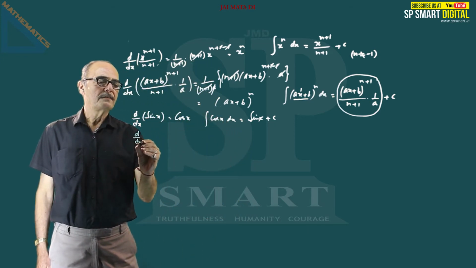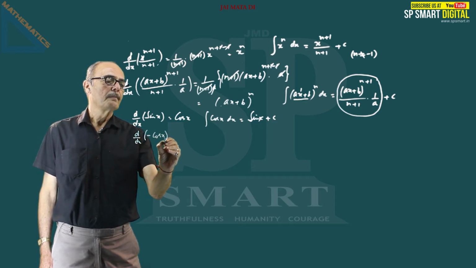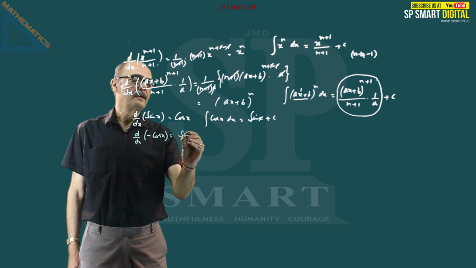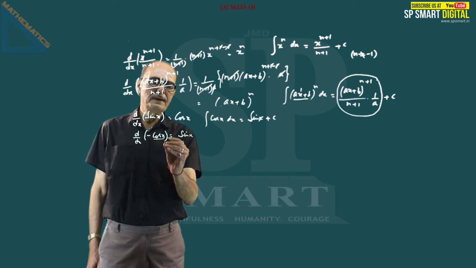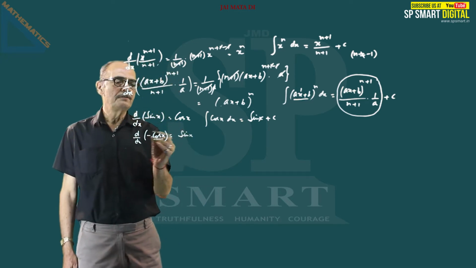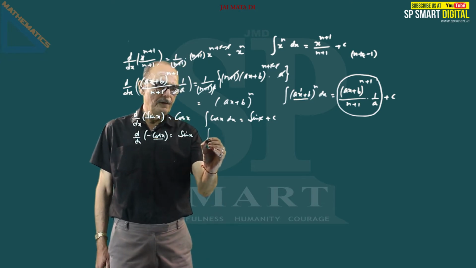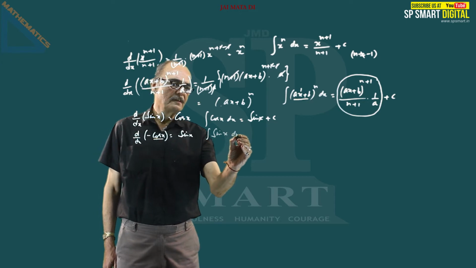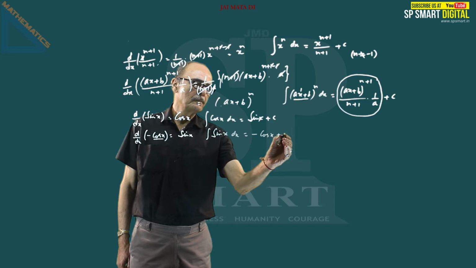Then we have d upon dx of minus cos x is sine of x. Derivative of cos x is minus sine x. This minus and minus will get cancelled, sine x. So, integral of sine of x d of x is minus cos of x plus c.